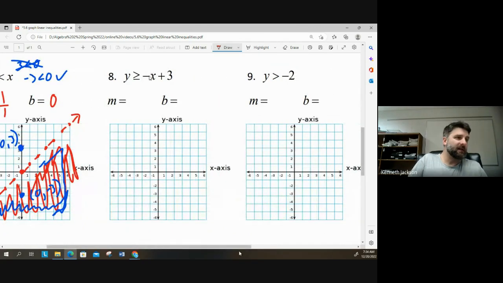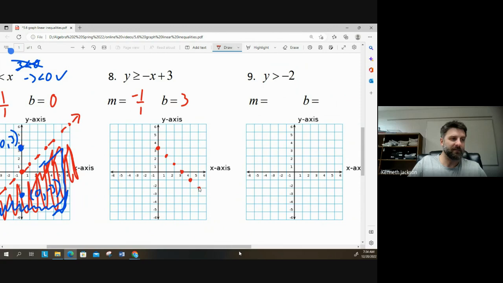On number 8, the slope is -1. The y-intercept is +3. I come up here to 3 and I put my y-intercept. And then I use my slope. Down 1, right 1, down 1, right 1. That's -1 over 1. This is my slope of the line.